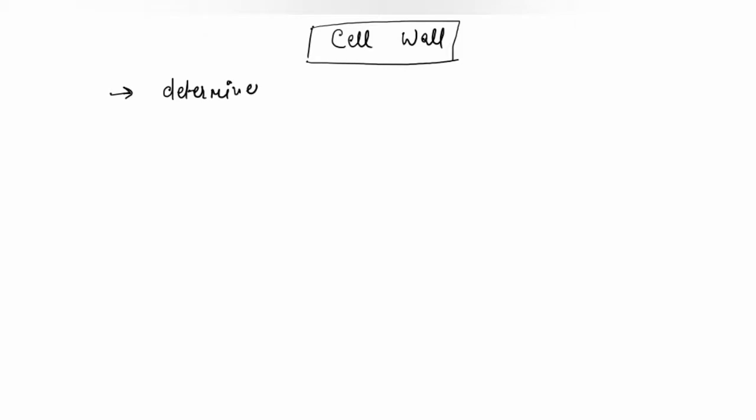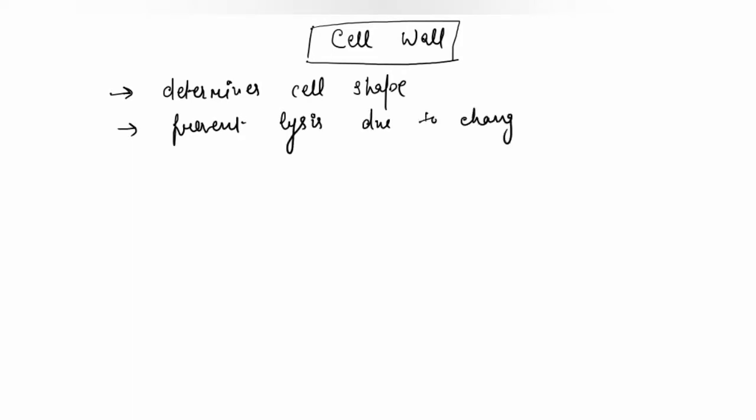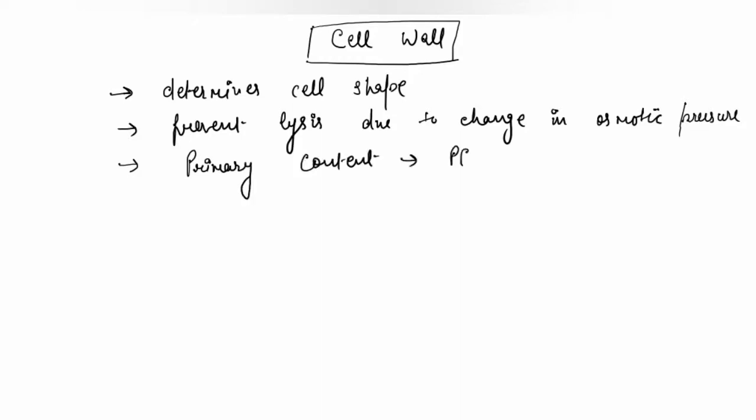So basically what the cell wall does, it determines the cell shape, like it can be spherical or cylindrical. It prevents lysis due to the change in the osmotic pressure. That means if the osmotic pressure in the environment changes, it prevents the lysis or the collapsing of the cell. The primary content of cell wall is peptidoglycan.